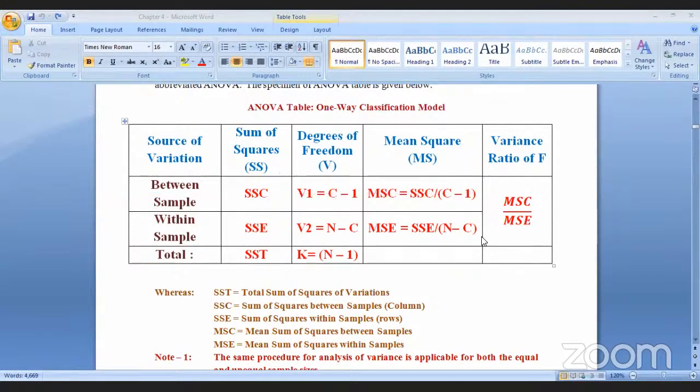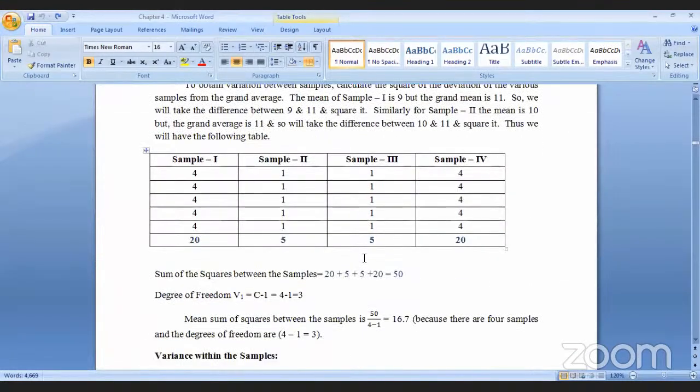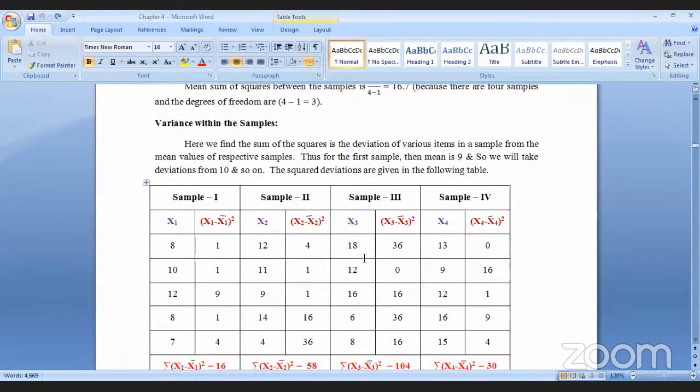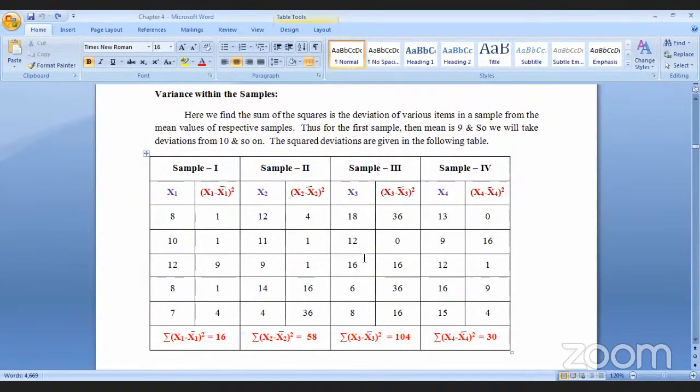While we are doing the problem, you need to remember this pro forma compulsory. If you remember this pro forma, then you can simplify the problem very easily, and you can clarify the doubts of your friends also. So the next one, variance within samples. Just go through this one.